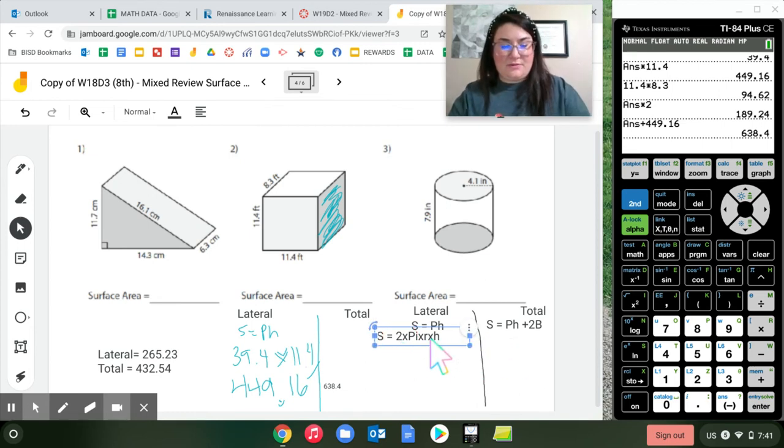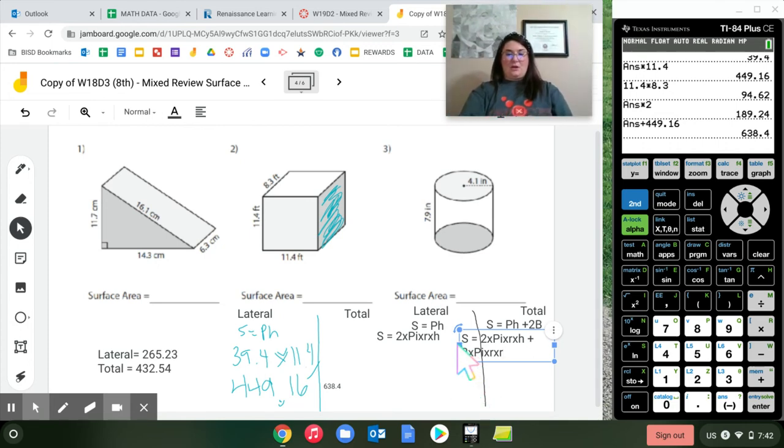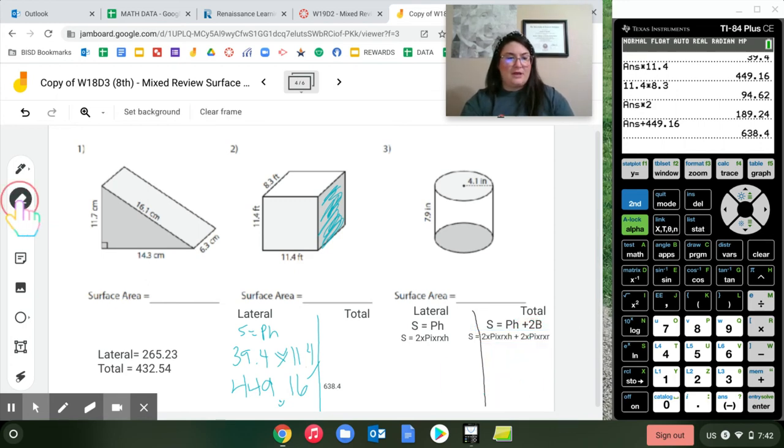Okay, and then over here, let me just copy and paste that because it's the same over here. 2 pi r times height plus 2 times the area of a circle, which is pi r squared. Pi times r times r, since I don't have a squared thing in here. Okay, so I just want you to see how it is really the same formula. It's just that circles have different formulas than rectangles and triangles. Okay, if that little part right there that I just did confuses you, then just ignore it. We're moving on.